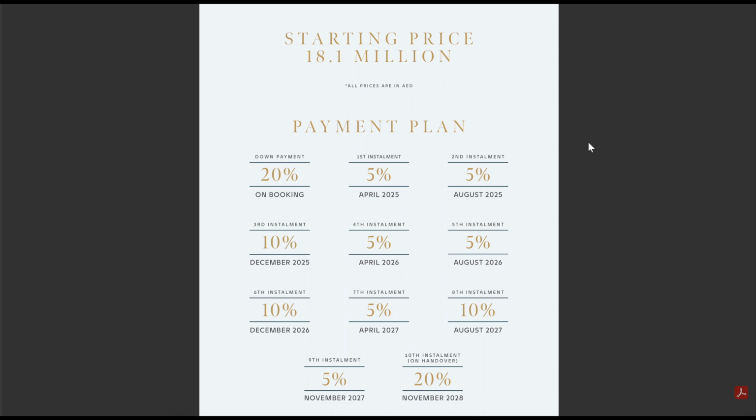So the seventh installment will come in April 2027, which is 5%, and then 10% in August 2027, 5% in November 2027, and the last payment, which is 20%, is payable in November 2028.